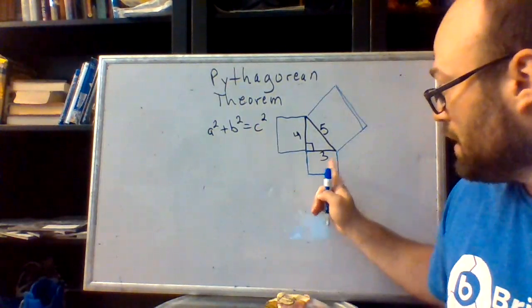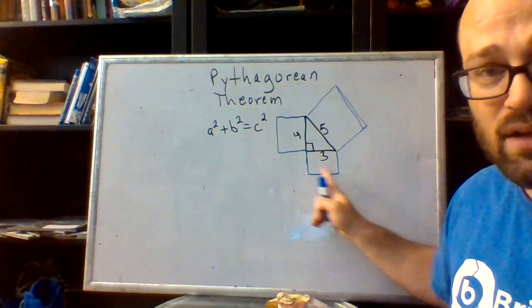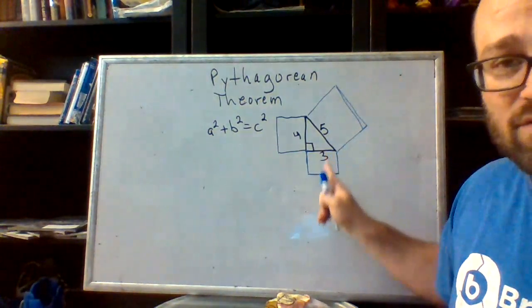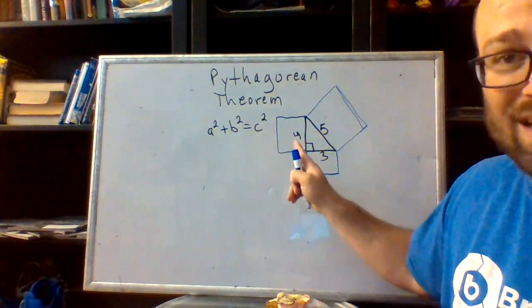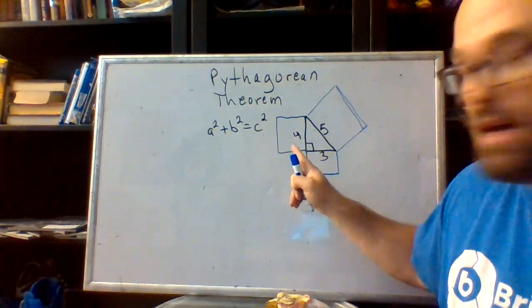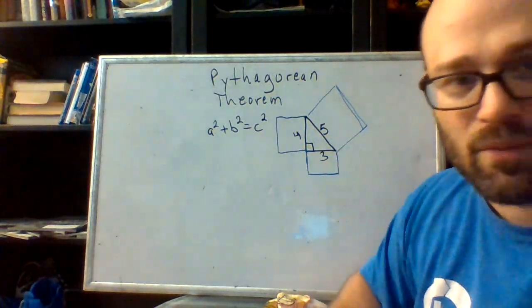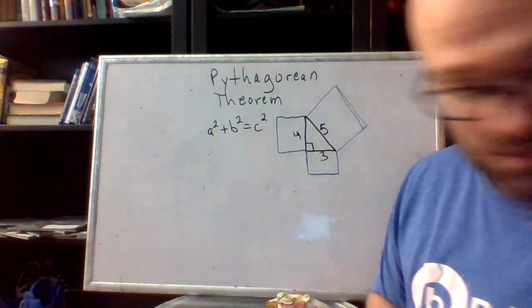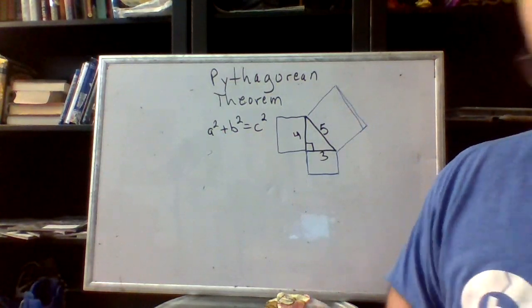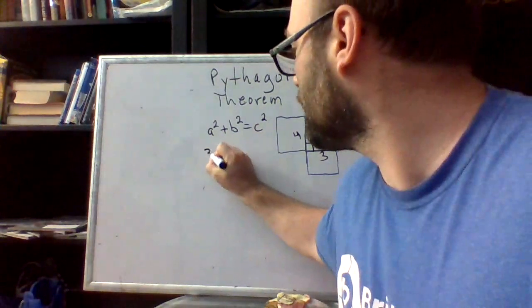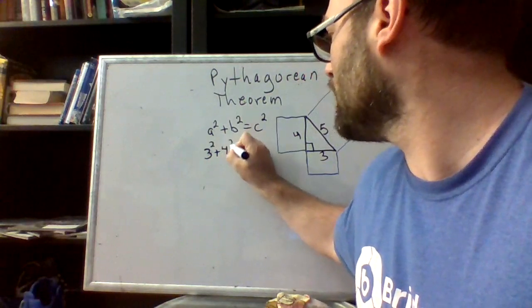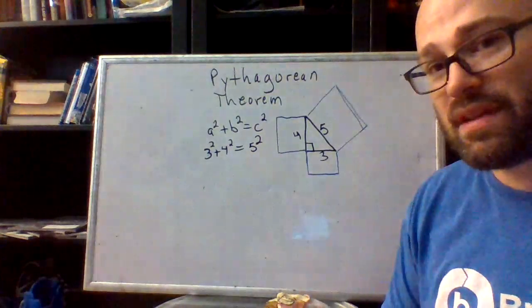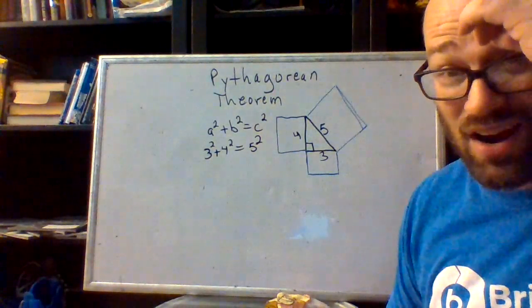If we square this, a 3 by 3, a 4 by 4, and a 5 by 5, the 3 by 3 and 4 by 4 squares have the exact same area as the 5 by 5. We can prove that. Let me get my other marker out. We have 3 squared plus 4 squared. Does that equal 5 squared? That way we can prove whether or not this is a Pythagorean triple. Is this a right triangle?